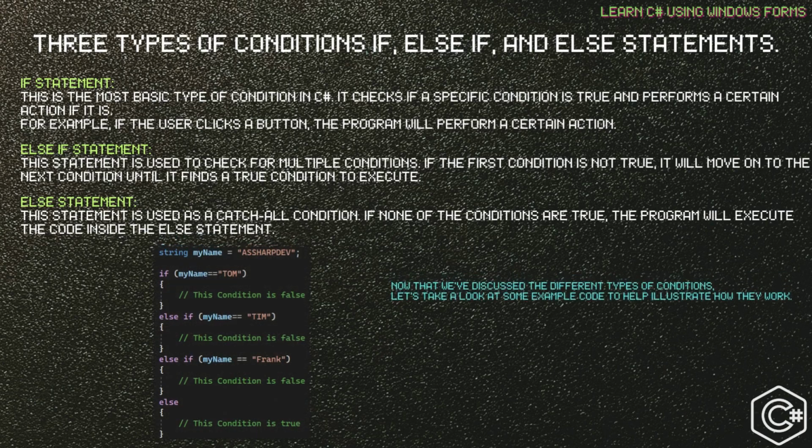Now that we've discussed the different types of conditions, let's take a look at some example code to help illustrate how they work. Switch is a useful alternative for a long series of if-else statements.